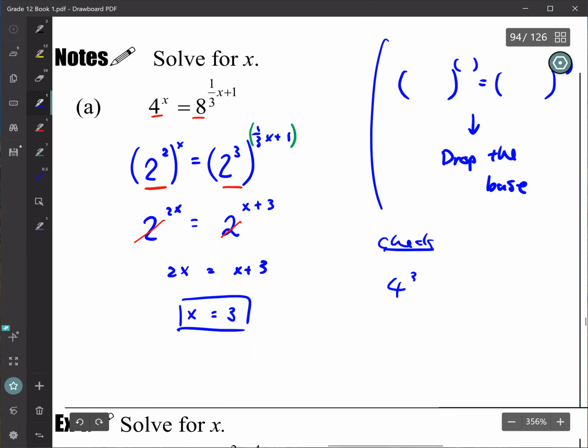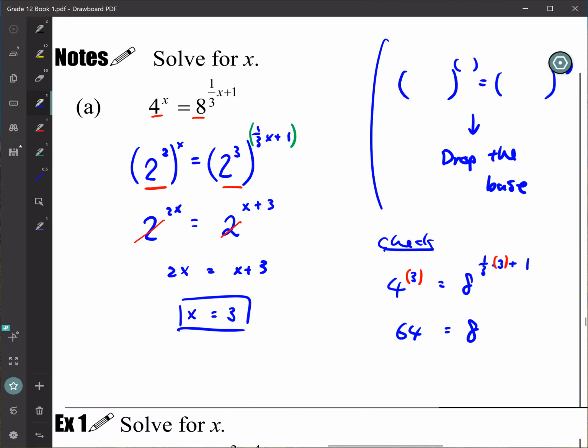So for example, on the left side, you can write 4 cubed equal to 8, and then 1/3 times 3 plus 1, right? You sub in the x that you find, and then see if they equal each other. The left-hand side is 4 cubed. What is the answer for 4 cubed? Tiana, what's 4 cubed? 64, okay?